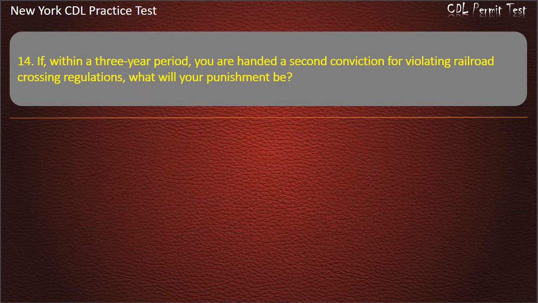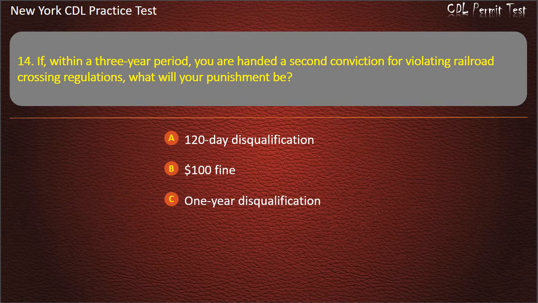Question 14. If, within a 3-year period, you are handed a second conviction for violating railroad crossing regulations, what will your punishment be? 120-day disqualification. $100 fine. 1 year disqualification. 60-day disqualification. Answer. 120-day disqualification.